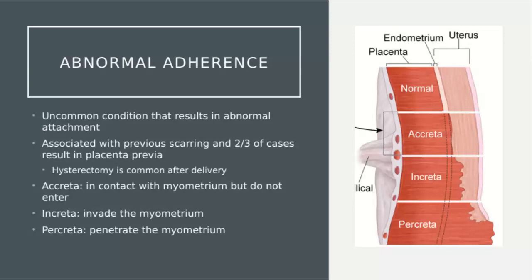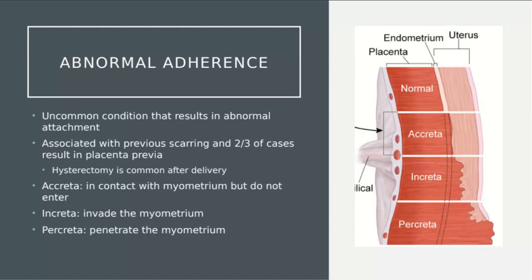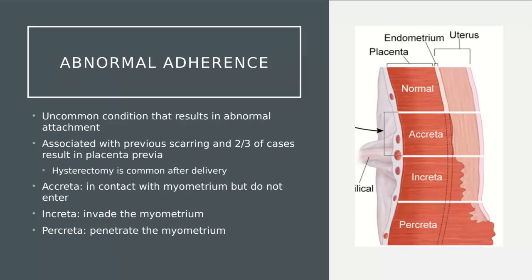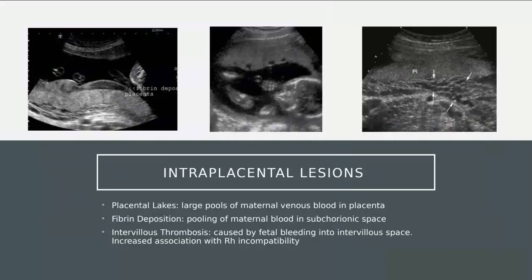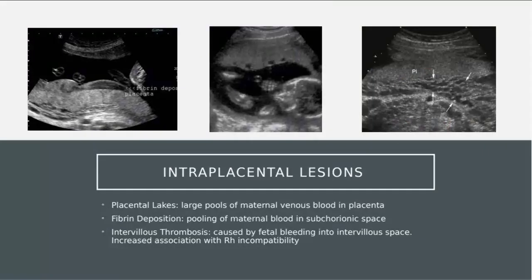So it's pretty unfortunate. Now we can evaluate that on ultrasound. This is going to be when we start to lose that smooth differentiation between the placenta and the myometrium, and everything starts to look like a discrete placenta. That's going to be something that brings it to our attention while we're scanning.